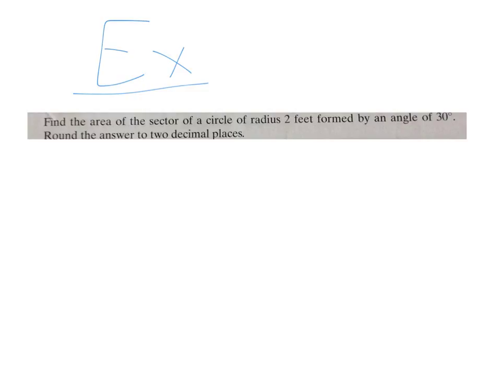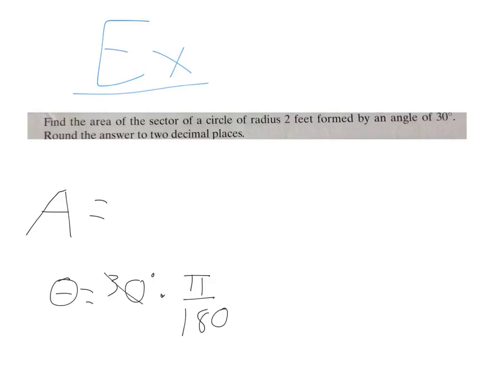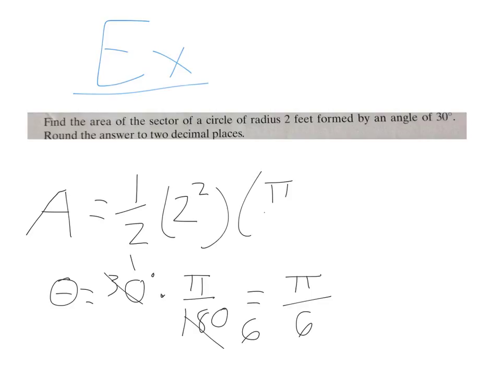Here's an example. Find the area of a sector of a circle with a radius of 2 feet formed by an angle of 30 degrees. Round it to 2 decimal places. Remember, 30 degrees, we need to get it into radians, so multiply by pi over 180. 30 and 180 reduce to 1 and 6, so our angle is pi over 6 radians. So the area would be 1/2 times the radius, which is 2, squared, times our angle, which is pi over 6.